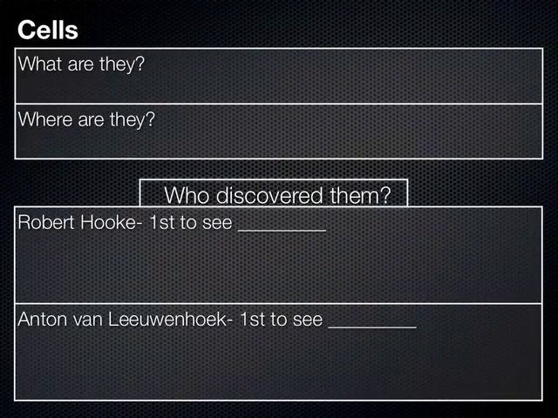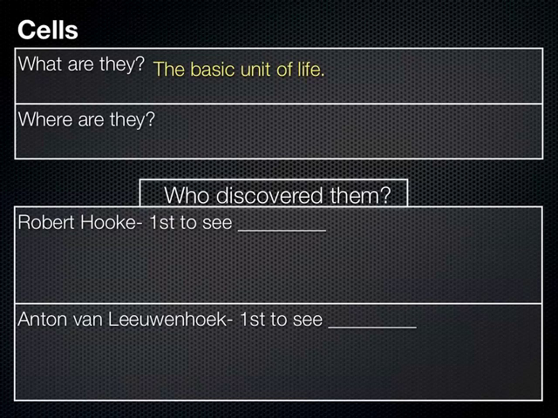So we're going to start off today with a couple slides here about the history of cells and the basics of cell theory, and then we'll move into the actual parts of cells. So when I ask this question, what are cells? You guys are on the right track. We say that they're the basic unit of life. The basic unit of life. How do you pronounce that? We'll get there in a second.